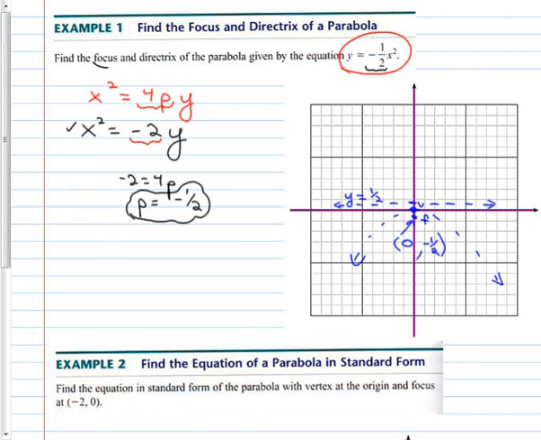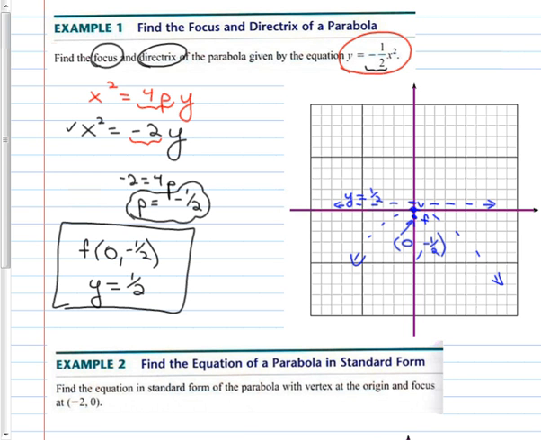What did they want to know? They said find the focus. Oh, the focus is at 0, negative 1/2. What's the directrix? Oh, the directrix is the line y equals positive 1/2. And we're done. These parabolas are pretty easy.